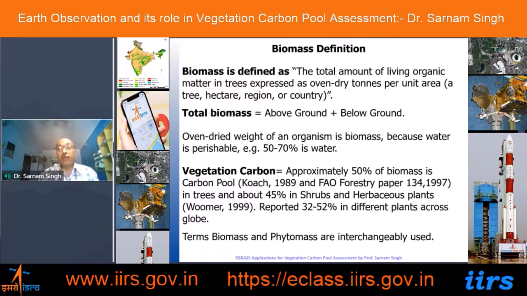So we can assess the biomass for one tree, one plant, a group of plants, or an entire country. So that's the potential of it. If we divide this biomass, it has two components basically. The above ground biomass, which we see, that is the stem, branches, leaves, flowers, fruits. We have an equally good amount of biomass stored in the roots as well.